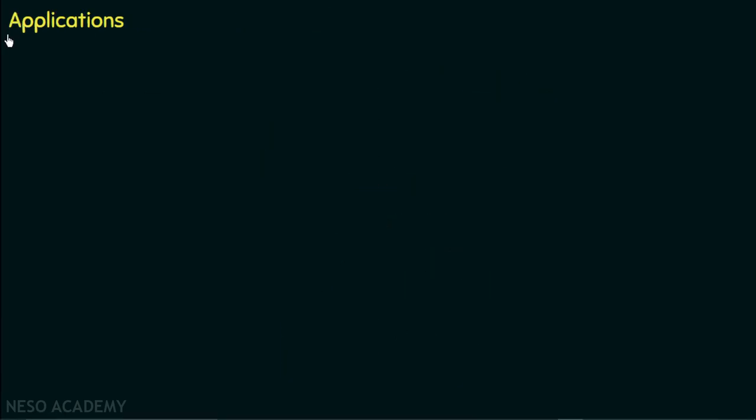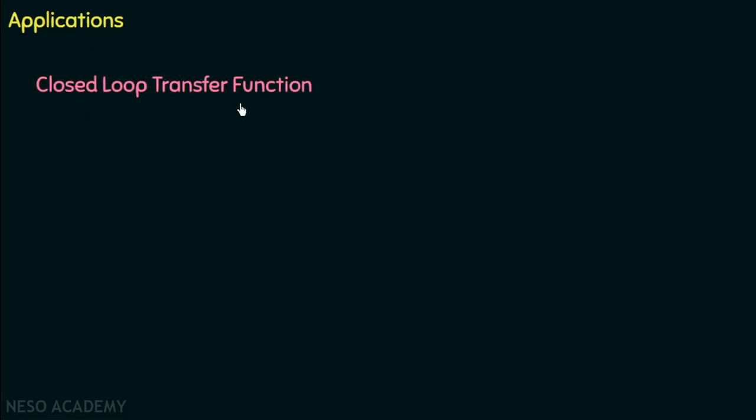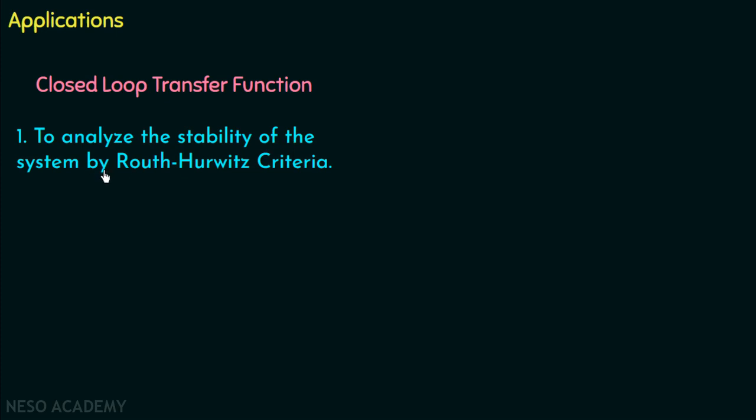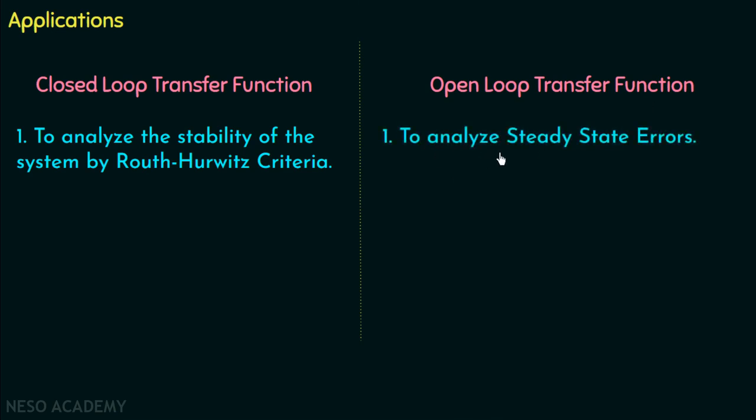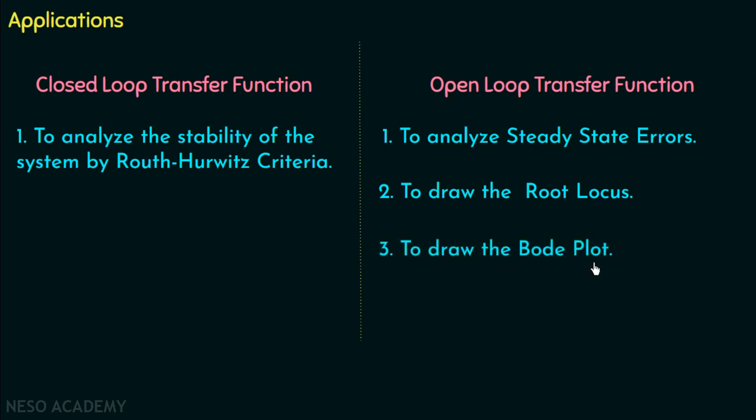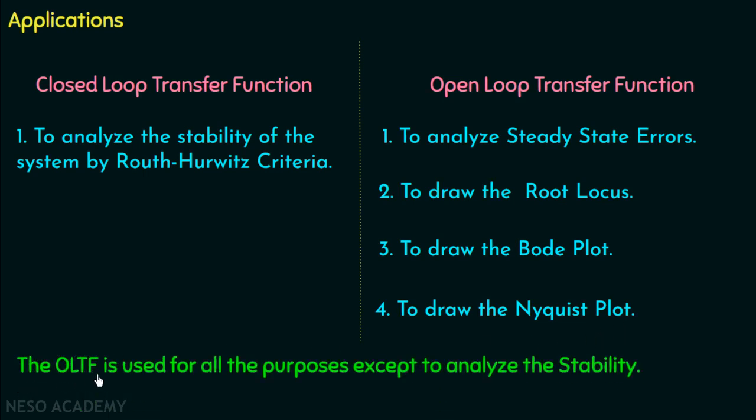So now we are done with the transfer function of a closed loop system. We have also discussed the closed loop transfer function and the open loop transfer function, and now we will discuss the applications of closed loop transfer function and the open loop transfer function. So we use the closed loop transfer function to analyze the stability of the system by using the RH criteria, whereas we use the open loop transfer function to analyze the steady state errors, to draw the root locus, to draw the Bode plot, and to draw the Nyquist plot. So we can say that the open loop transfer function is used for all purposes except to analyze the stability by using the RH criteria.